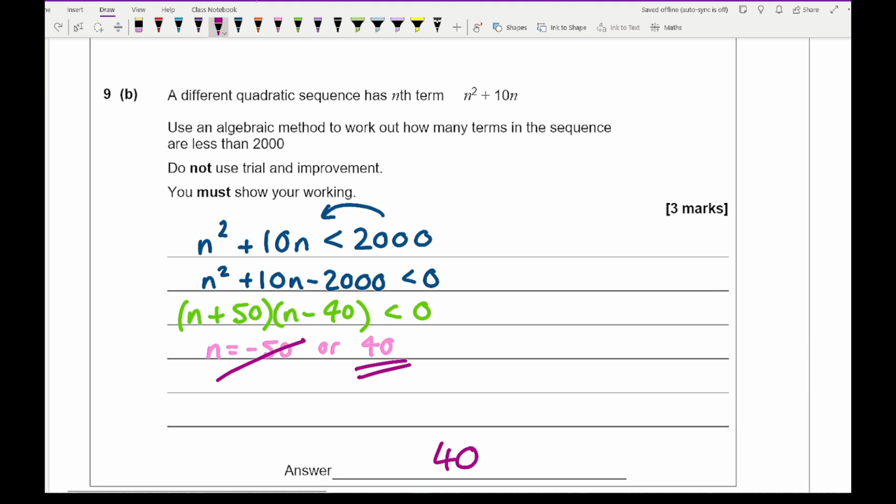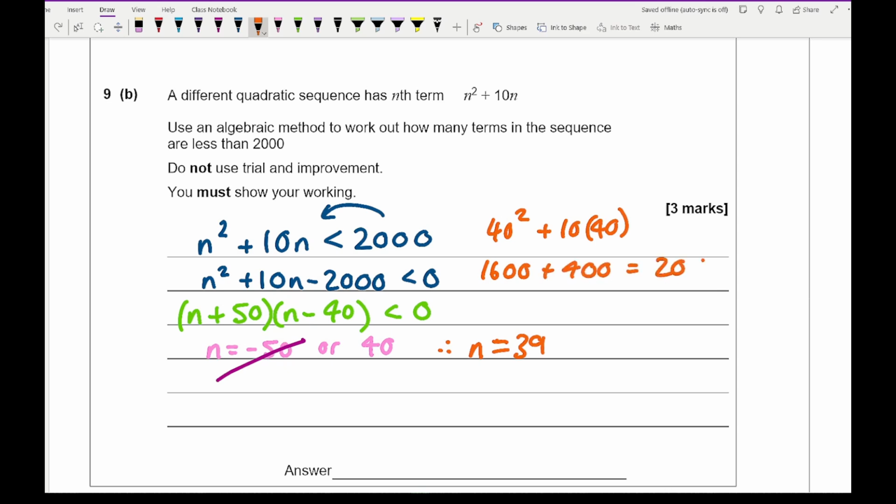But then we need to remember that it's not going to be 40, because we want the values where it's less than 0. So therefore n must equal 39. Because if we substitute 40, the 40th term, that's going to be 40 squared plus 10 times 40. That's going to be 1600 plus 400, which equals 2000, and we want the terms where it's less than 2000, so that means that n is going to be 39.